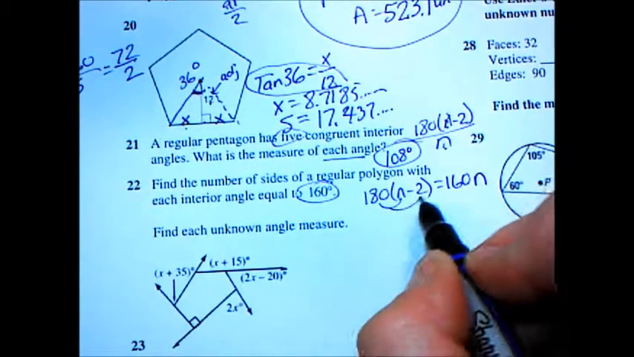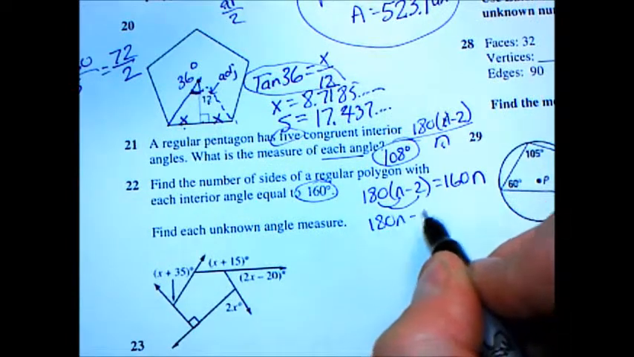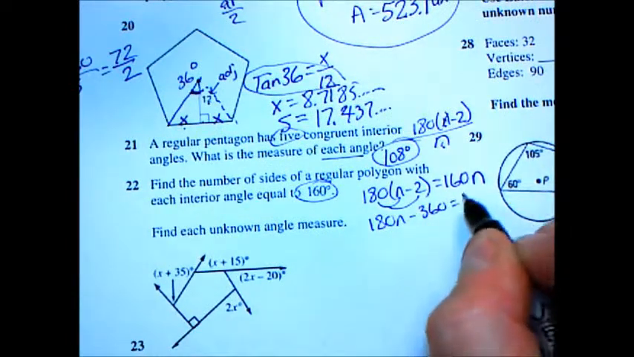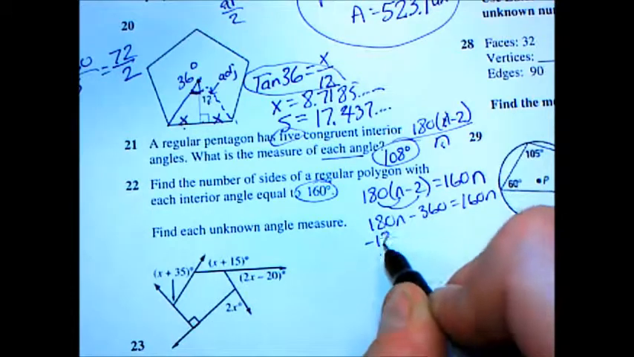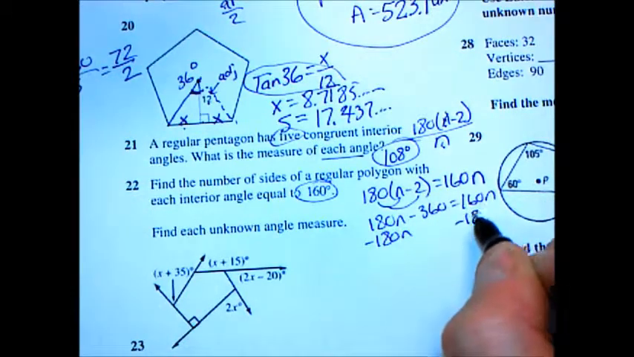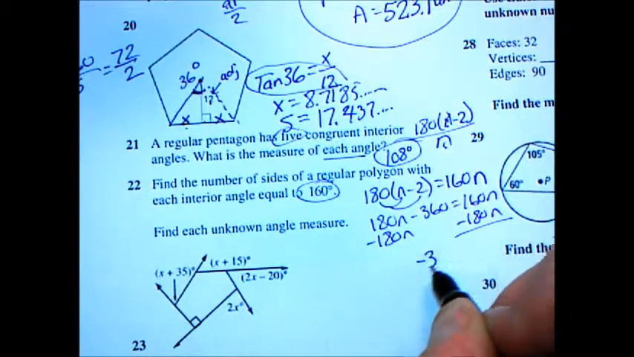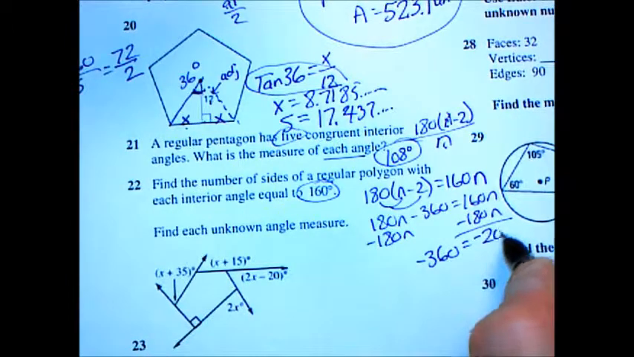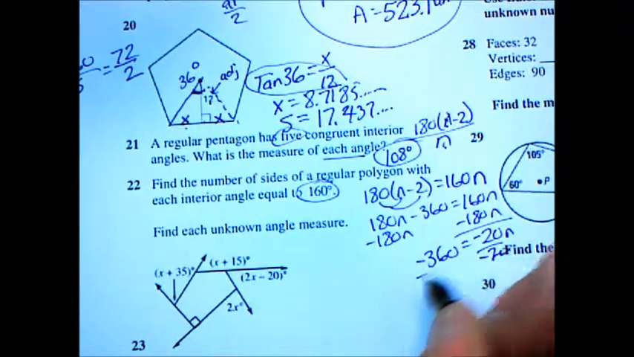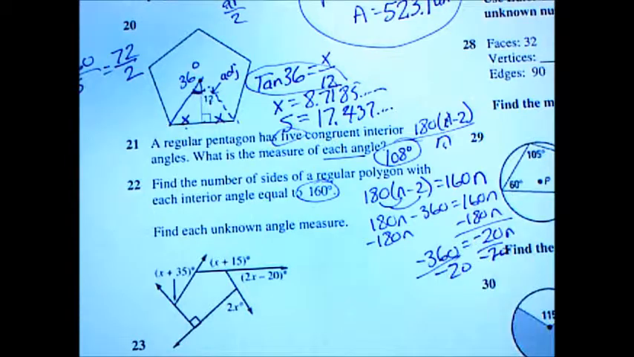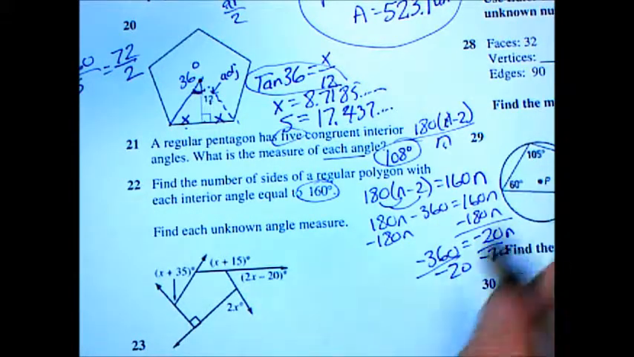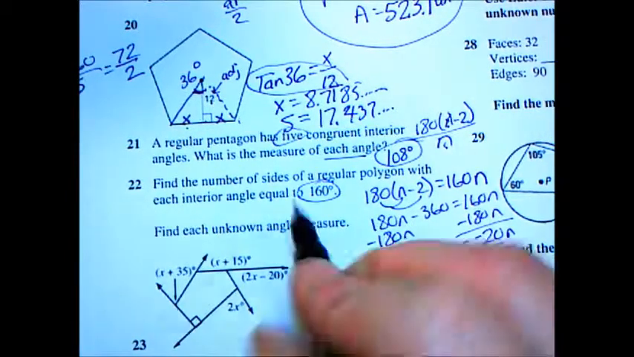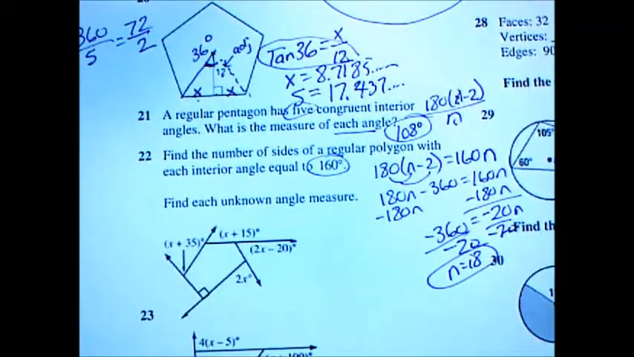I'm going to distribute this in and get 180n minus 360. I'm going to subtract the 180n. That gives me negative 360 is equal to negative 20n. I'm going to divide by negative 20, and that gives me n equals 18. So that is an 18-sided polygon.